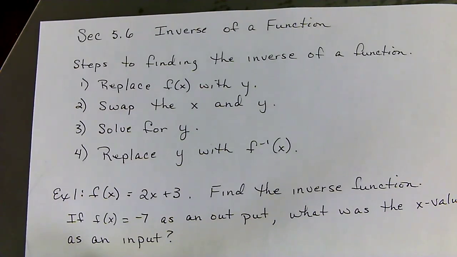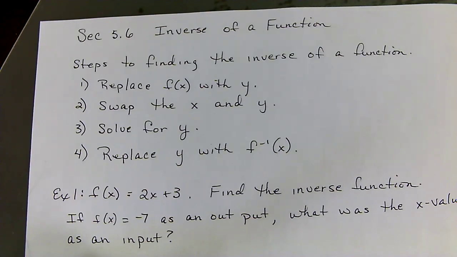First thing I want you to do is write down these 4 steps. We're going to be doing these 4 steps today and the next 2 days also. So it says, here's how you find the inverse of a function. Number 1, first you replace your f of x with a y. Step 2, swap the x and y. Literally, they trade places in the equation.